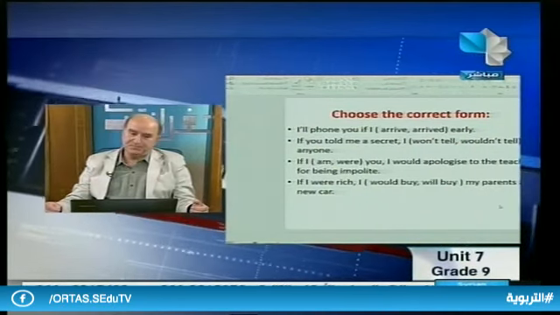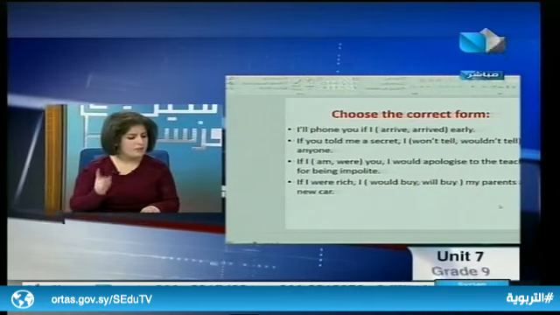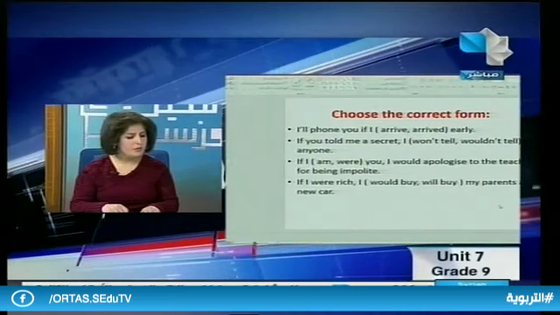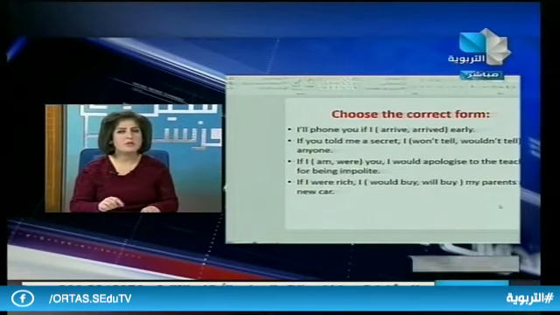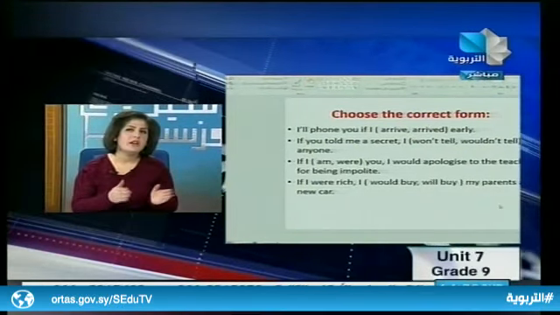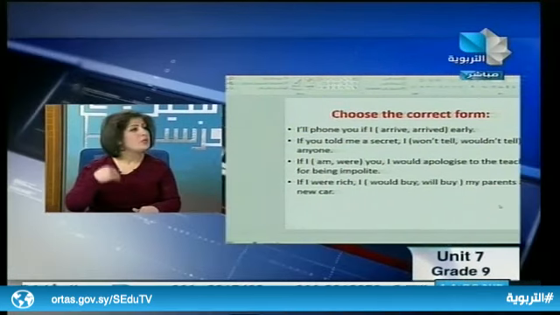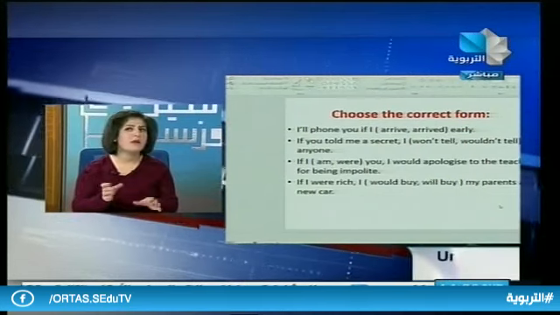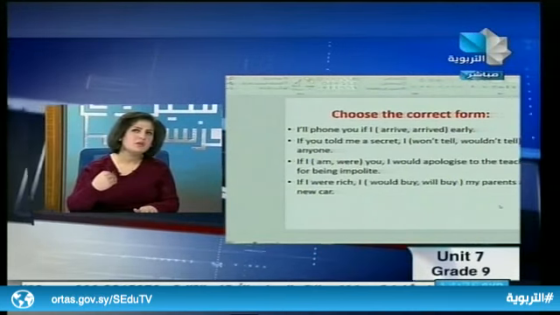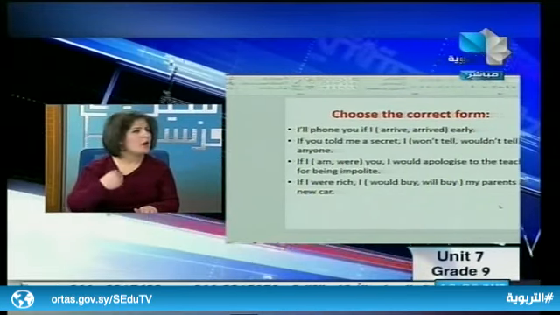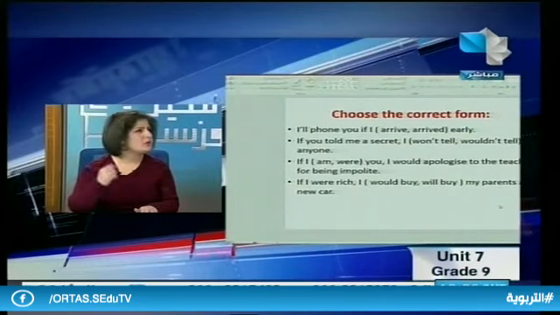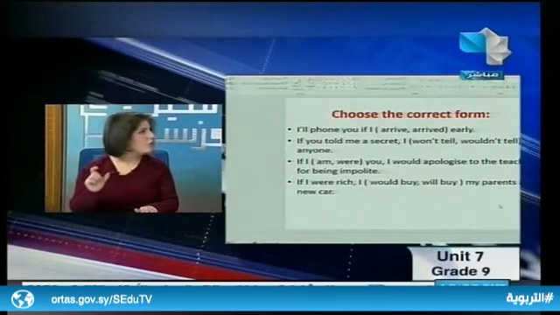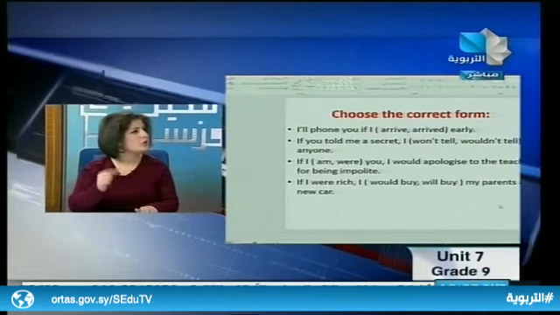The third one is: if I am or were you, I would apologize to the teacher for being impolite. Here we are using a different situation. I am imagining what I would do if I was in your place. I am trying to tell you what I would do if I were in your situation. So I have to use if I were you, also for imagining what would happen.